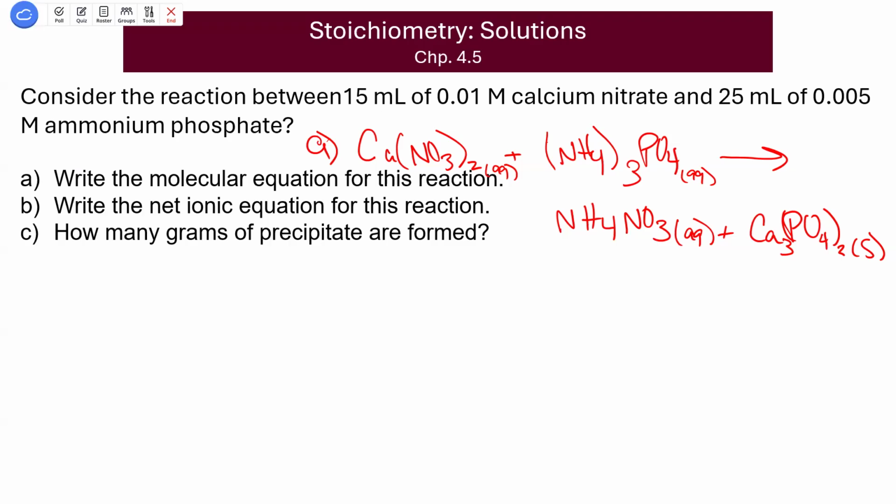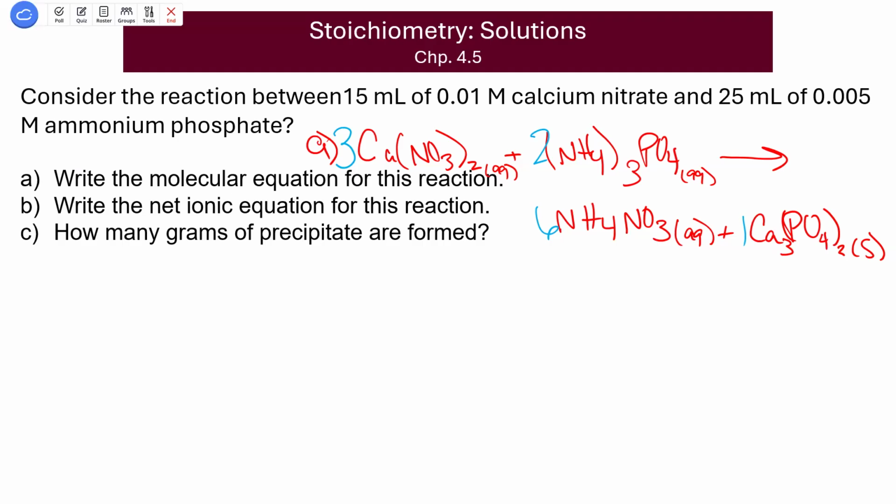Alrighty, what goes in front of the calcium nitrate? 3. What goes in front of the ammonium phosphate? 2. What goes in front of the ammonium nitrate? 6. What goes in front of the calcium phosphate? Nothing. Keeps a 1. Perfect.